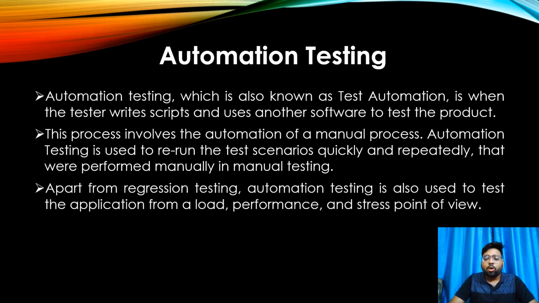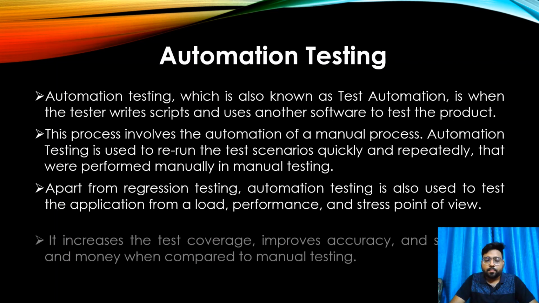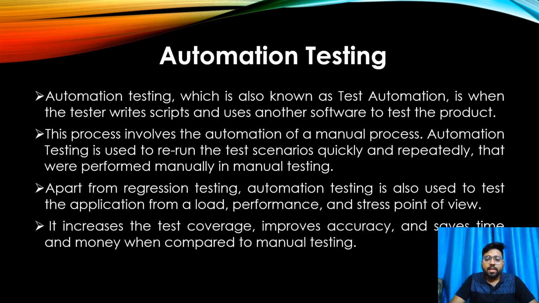Apart from regression testing, automation testing is used to test the application from a load, performance, and stress point of view. That means load, performance, and stress testing are done through these automation tools. Automation testing increases test coverage, improves accuracy, and saves a lot of time on repeated tasks. Once the script is written, it can be reused for particular scenarios, and it also saves a lot of money compared to manual testing.